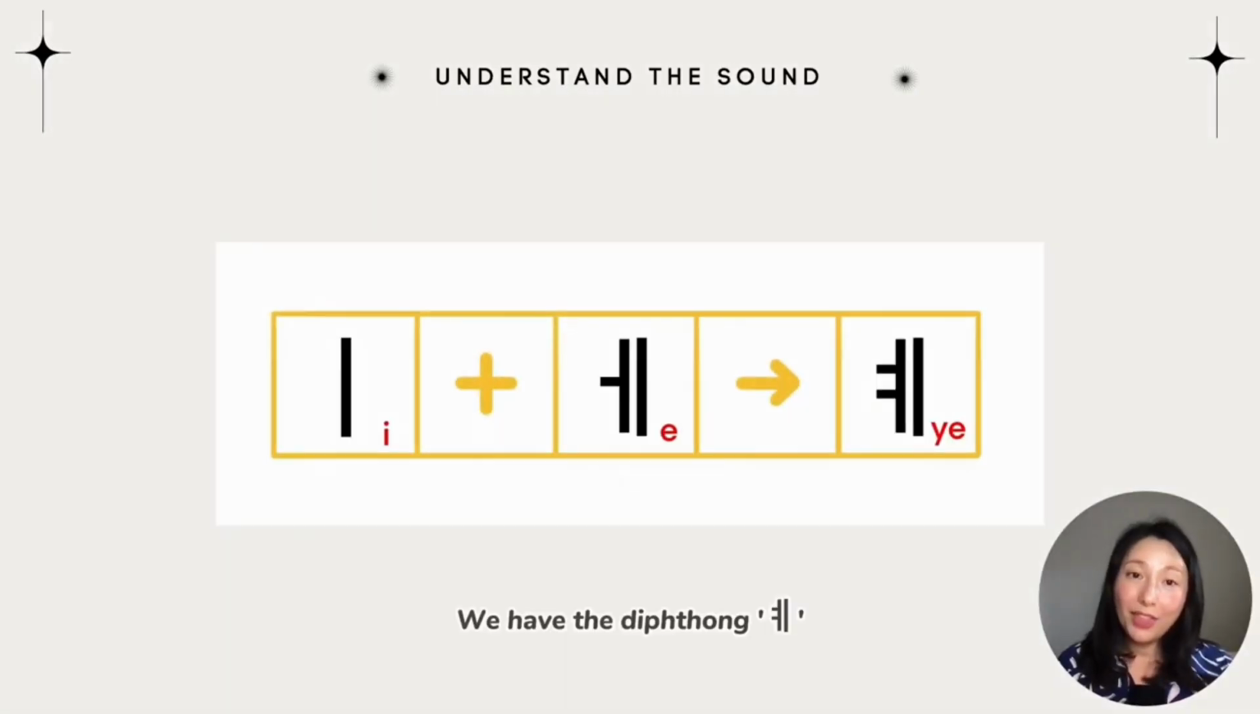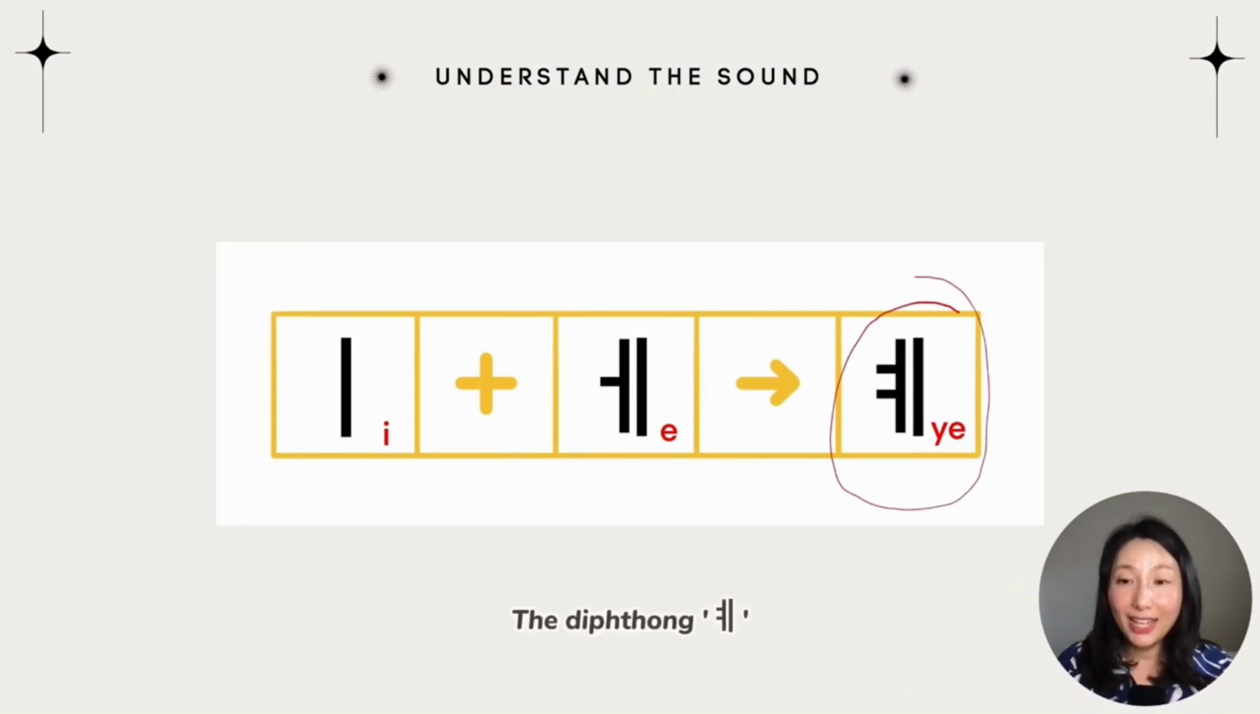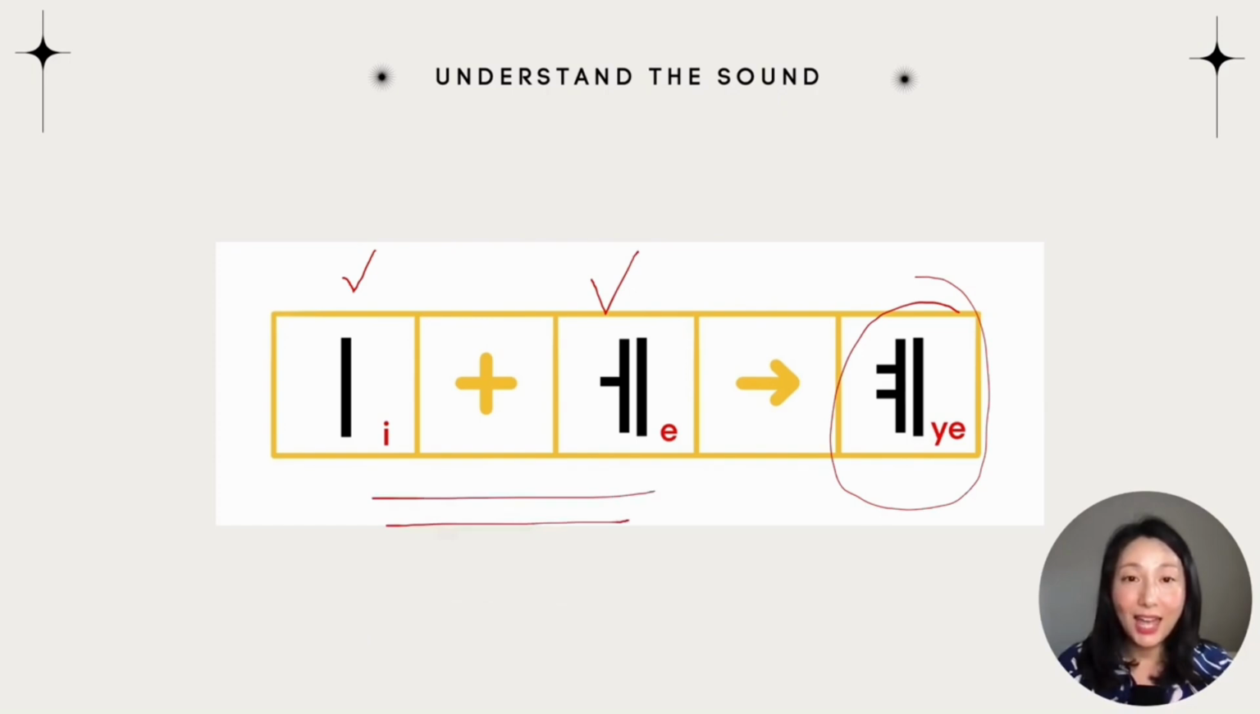We have the diphthong 예. The diphthong 예 begins with a subtle and weak E sound. It then smoothly transitions into the 에 sound. Let me demonstrate for you. 예, 예, 예.